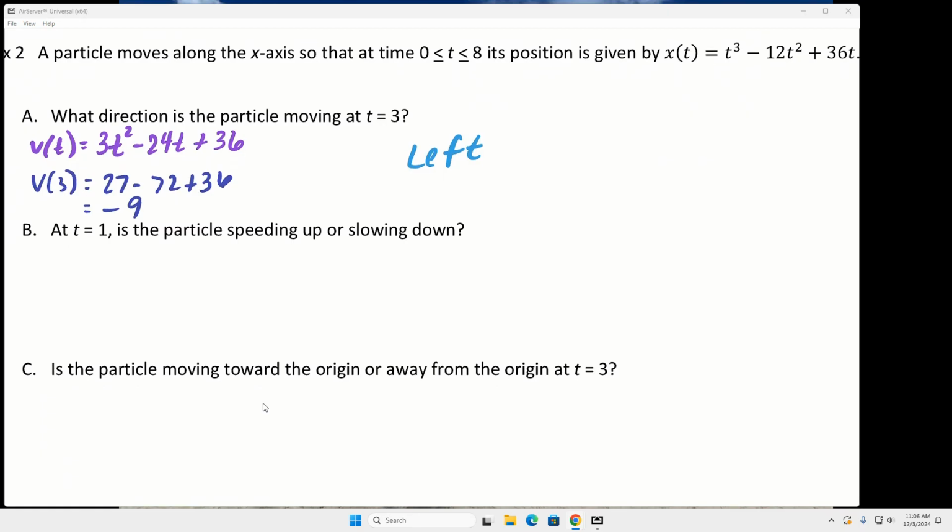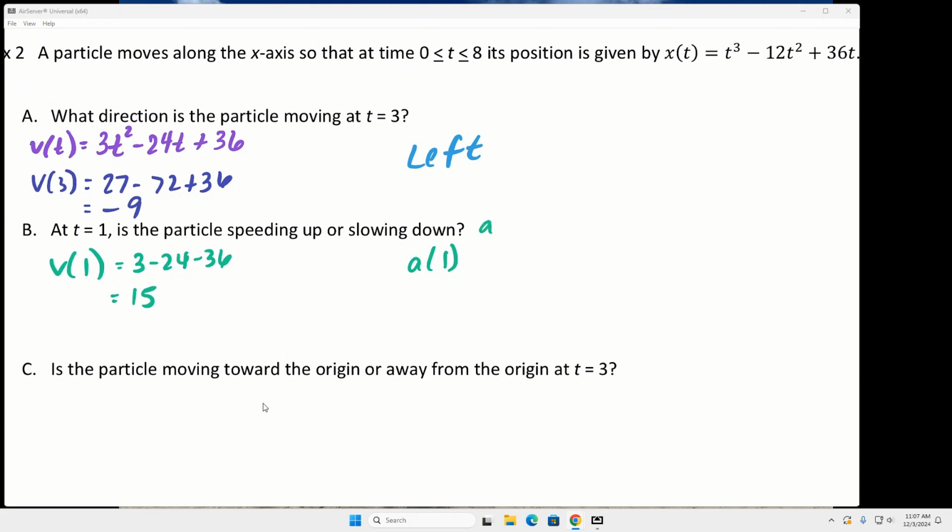Okay, and then at 1, we need to know if the particle is speeding up or slowing down at 1. And so I need 2 things. I need v of 1, and I need a of 1. Right. Plugging in 1 is also pretty easy. You just have to add the coefficients. So v of 1 is going to be 15.